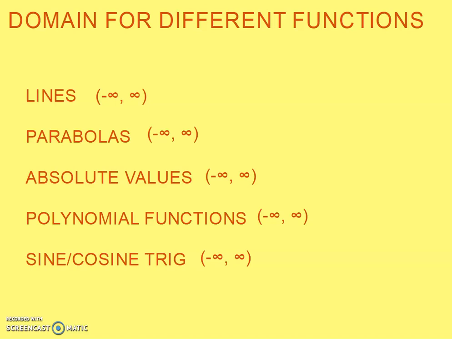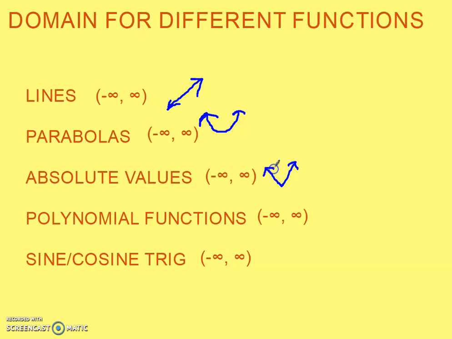What about parabolas? We know parabolas go left and right forever. Remember, a parabola has that U-shaped graph? So lines kind of look like this. They go left and right forever. Parabolas also go left and right forever because they have that U-shaped curve. Absolute values, remember, look like a V. They also go left and right forever. No breaks or holes in those graphs.